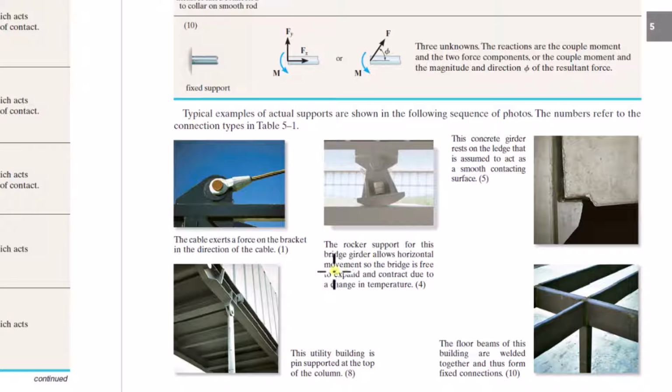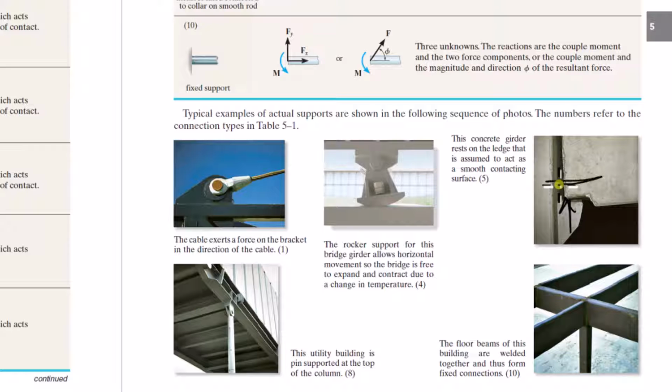These allow horizontal movement so the bridge is free to expand and contract due to a change in temperature. Here, this concrete girder rests on the ledge that is assumed to act as a smooth contacting surface. Right, here's like a smooth contact. It prevents motion in this direction, but I'm assuming it's a similar idea here. If the temperature changes, this can expand and contract and it can move a little bit.